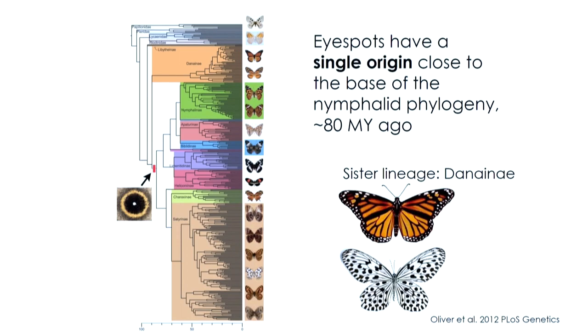across all these species. It keeps varying with the new phylogenies that come out, but nowadays it's about 75 million years ago. And they evolved in the sister lineage to the Danainae, which are butterflies that look like this, that have simple spots on their wing and other things, but they don't have these concentric rings of color.